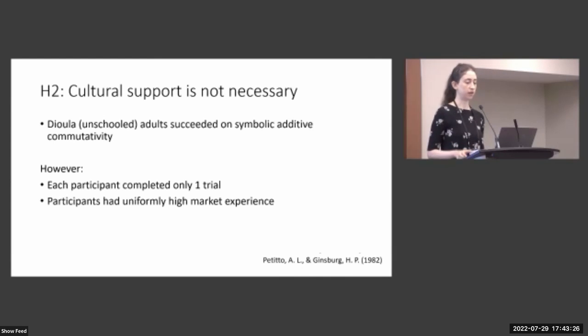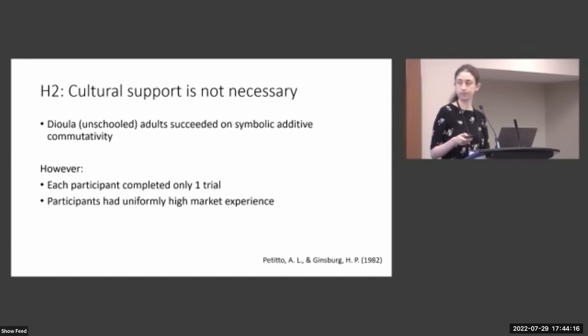Alternatively, cultural support may not be necessary for commutativity knowledge, and this possibility is supported by some work on the Dula, which is a population that is typically unschooled, or at least at the time of this publication. So they studied Dula adults on a battery of several math tasks, and they found that they did succeed on symbolic additive commutativity. However, an issue with this study is that each participant only completed one trial of commutativity because it was within a larger battery of math tasks. And also, all these participants had uniformly high market experience, so they were all exclusively cloth merchants and tailors. So you could say that they have this strong cultural support of market experience, so it can't really address the main question.